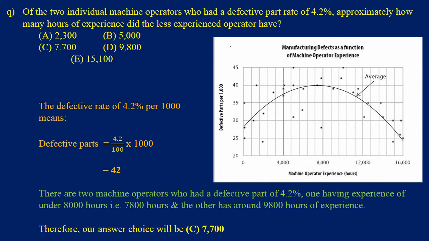And the question is asking us how many hours of experience did the less experienced operator have. So obviously the less experienced operator would be the one who has less experience with respect to hours. So our answer would be less than 8,000, which is 7,700 hours, right? So our answer choice is going to be 7,700. You've understood? Good.